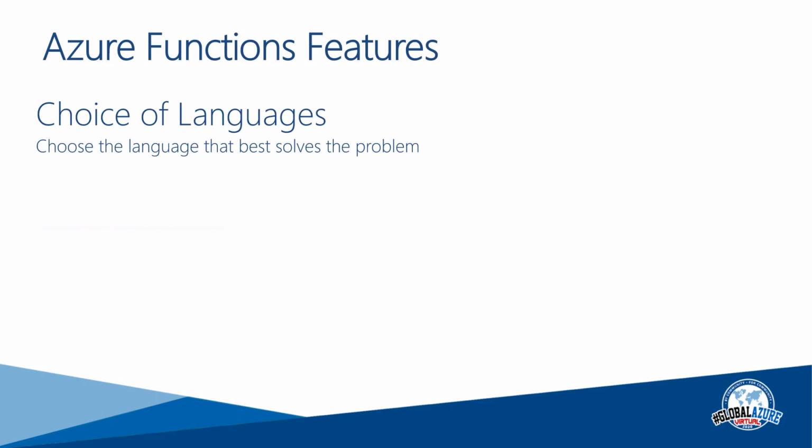Now, let's talk a little bit more in detail about the actual features that are provided by Azure Functions. The first one is the choice of languages. Azure Functions allows you to program in any number of languages that it supports. This way you can choose which language is best for the solution, whether it is the language you're most comfortable with, or perhaps there's a specific library that you would like to use that's only available in a specific language.